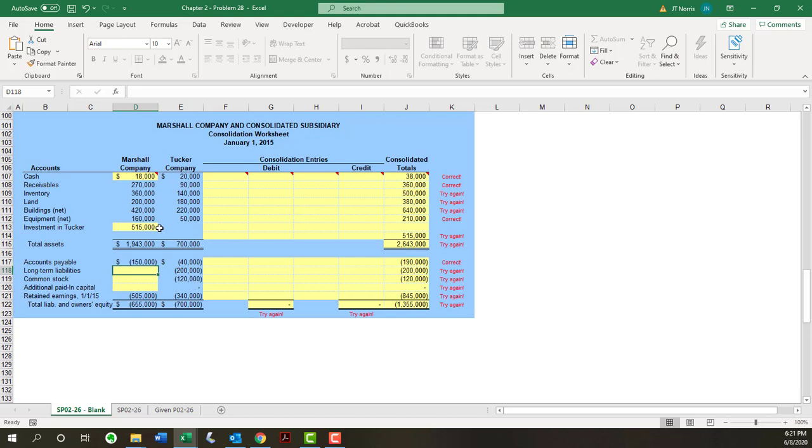We had long-term liabilities of $430,000 prior to the transaction, and we issued an additional $200,000. And both of those are negative because they're credit entries. And then we had common stock of $360,000.